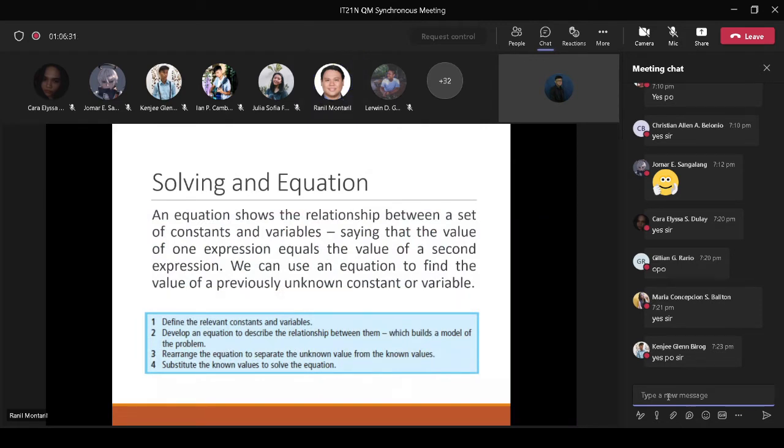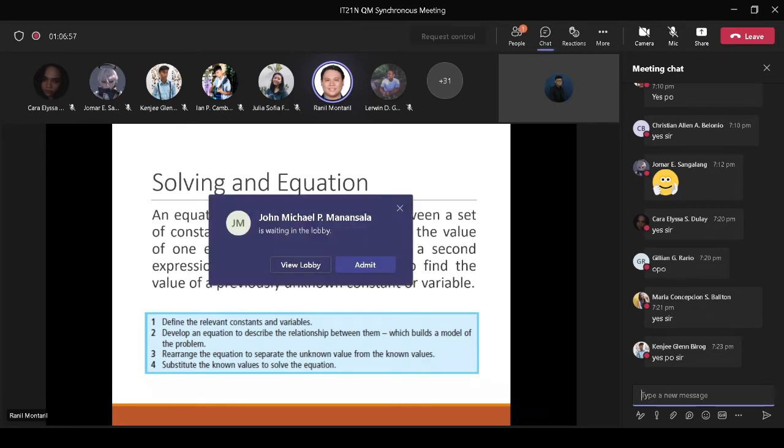So an equation is basically an expression that shows a relationship between a set of constants and variables, and normally equations have two sides, left and right. Ganun yan eh. Tapos sa gitna yung equation sign, no? Yung parallel line, no? So normally, lahat ng mga nasa left are unknowns. Lahat ng mga nasa right are knowns.